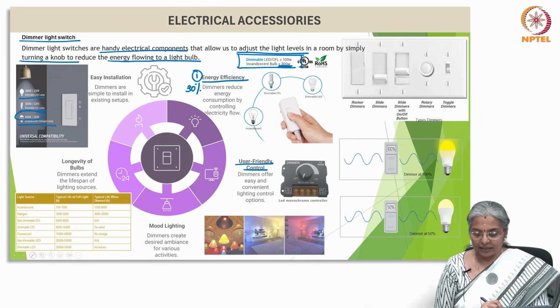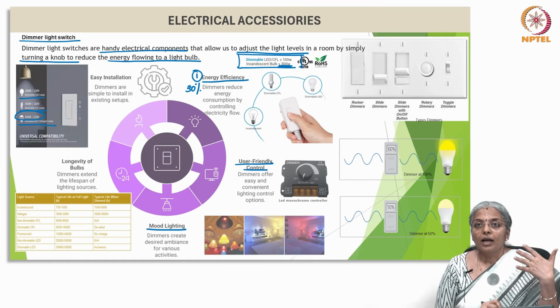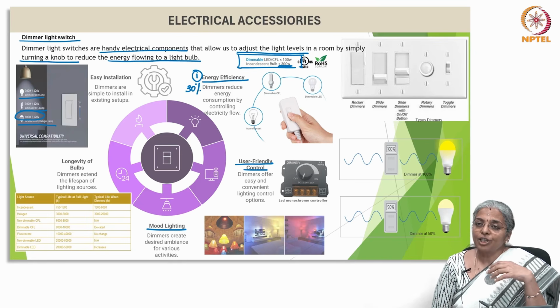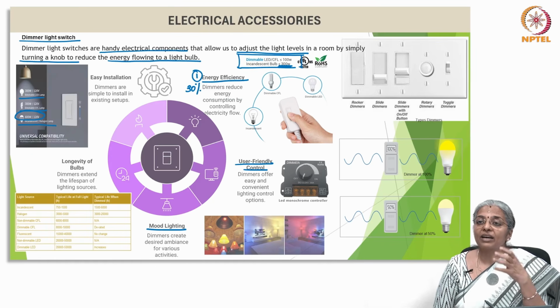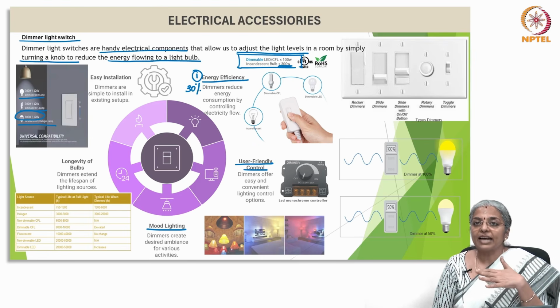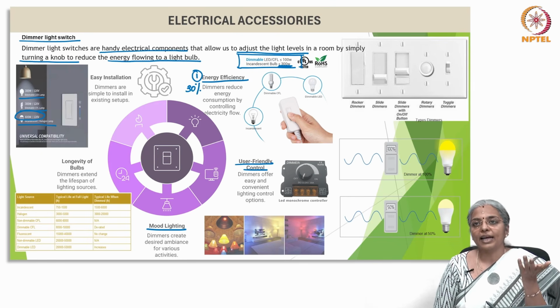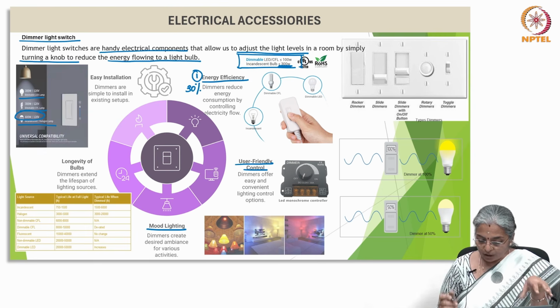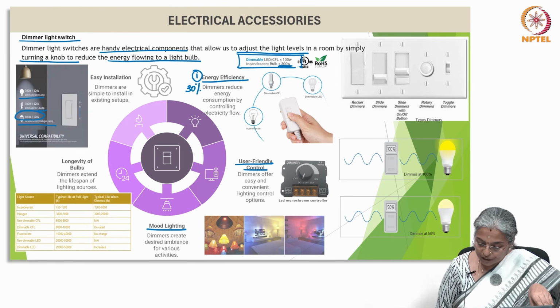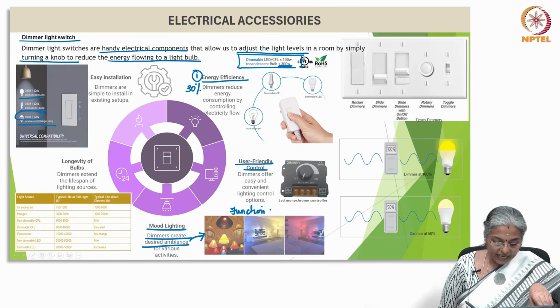Third is effective mood lighting. So, now with the implementation of dimmer electrical switches, adjusting the ambience of the house can become very easy. For example, for parties or movie screens, you can have soft lights, whereas if you have to study and work, the dimmer switches can be used to brighten your electric lights. So, based on the function of the room, you will be able to create the desired ambience for various activities.